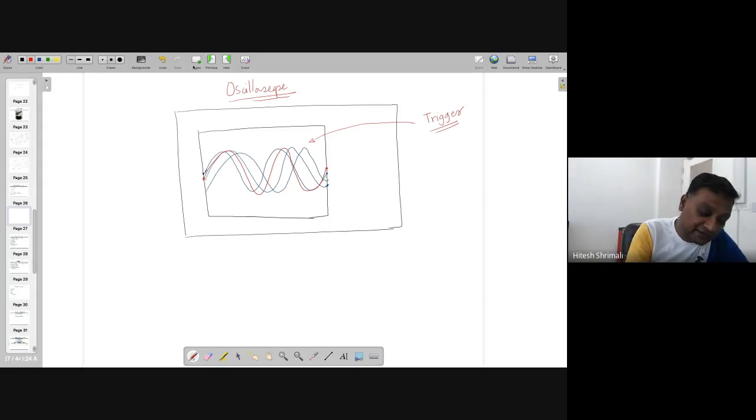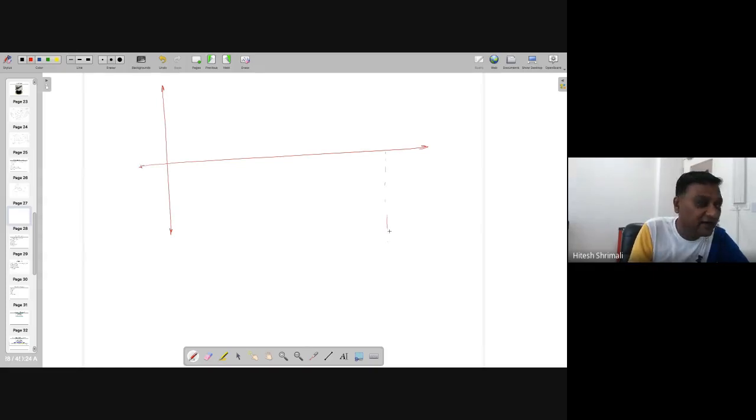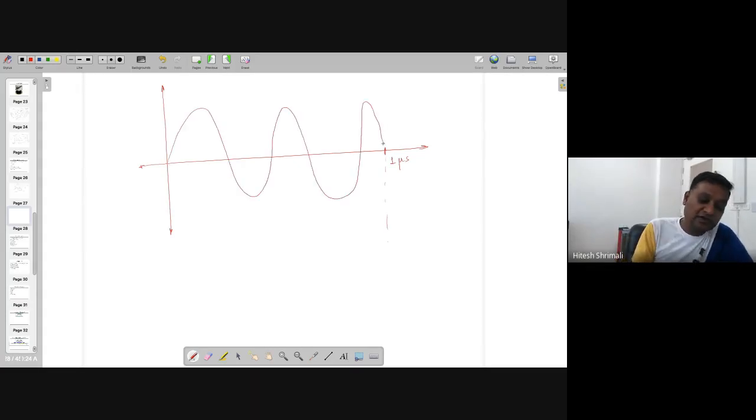Similar to that, in simulations we have some technique. Let's assume that you have made your simulation up to here only. At this point, it might be, let's say, 1 microsecond. You are doing the transient analysis, but look, this output depends on what initial condition has been taken. It's all about initial condition.